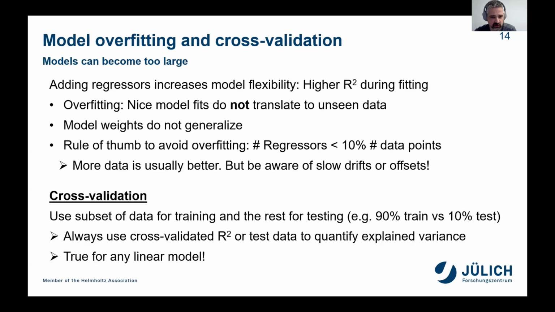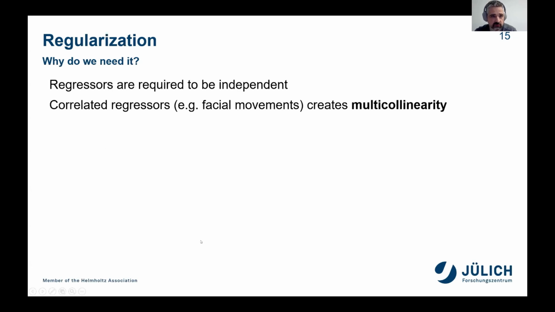One way to get around this issue is cross-validation. You always have to think of cross-validation or some other way of using test data to validate these models. And only when you see good performance in your test, you can really think that your model is informative at all. The other point I wanted to mention is regularization.